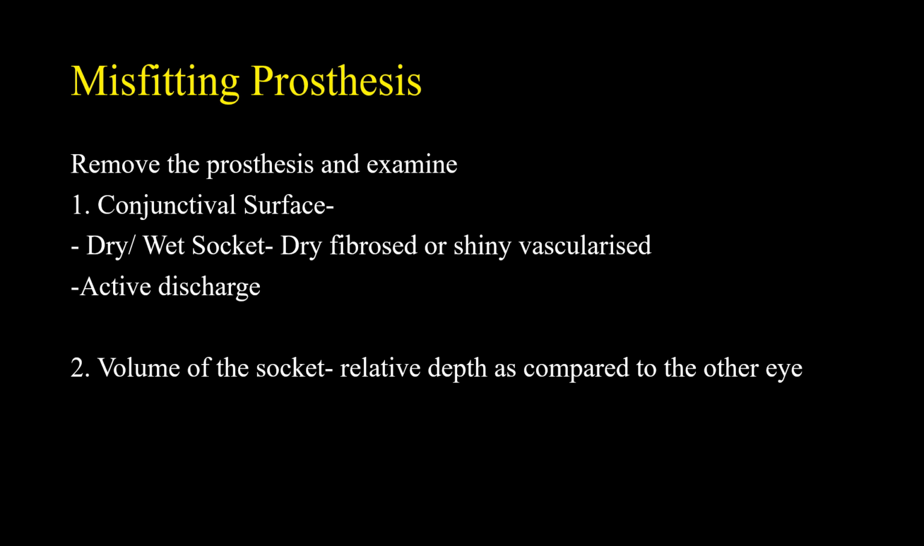The second thing is to measure the volume of the socket. If the patient is wearing a prosthetic eye which looks cosmetically fine, then you don't need to do any investigations. You just have to polish the prosthesis. But if the patient has grossly enophthalmos, then you have to assess the volume of the socket. First you comment on the relative depth of the prosthetic eye or the socket as compared to the other eye, and then you measure the fornices on the slit lamp.